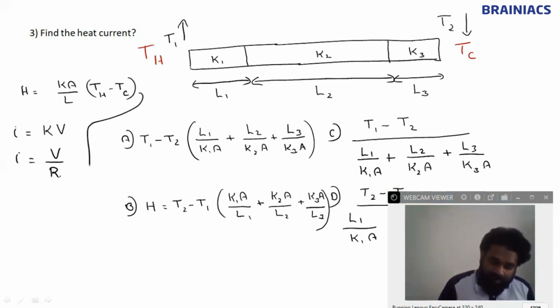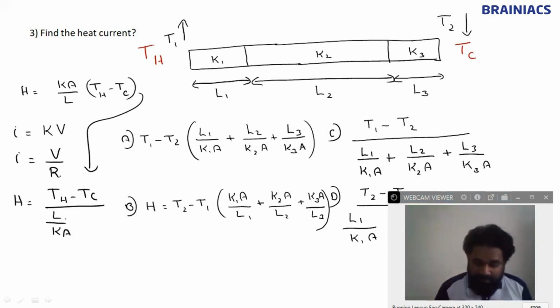I is equal to V by R, where R is resistance. So if we take resistance from this formula, H is equal to (Th minus Tc) divided by L by KA. This is just the V by R form, just like current I is equal to voltage difference divided by resistance. Same way, heat current is equal to temperature difference divided by resistance. We can take it into this form.